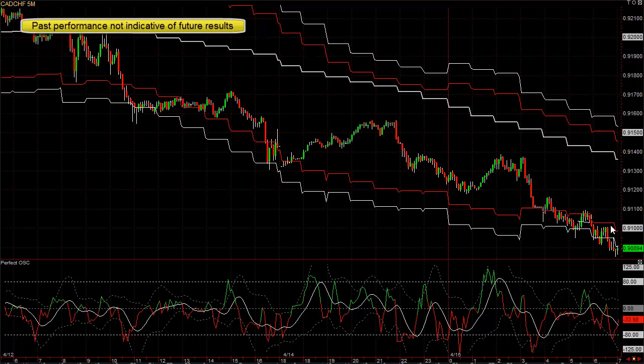So you made about 12 or 13 pips on half, and maybe only 5 or 6 pips on the other half, because this was already down too far at the lower bands.